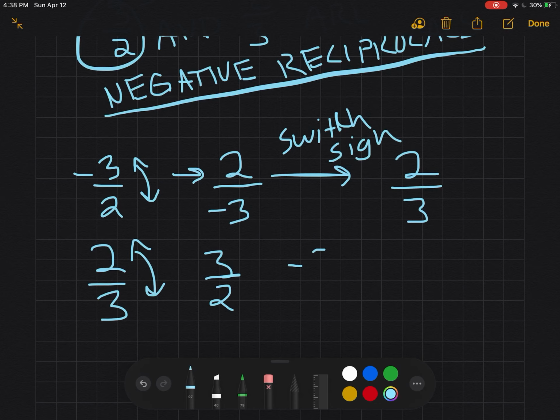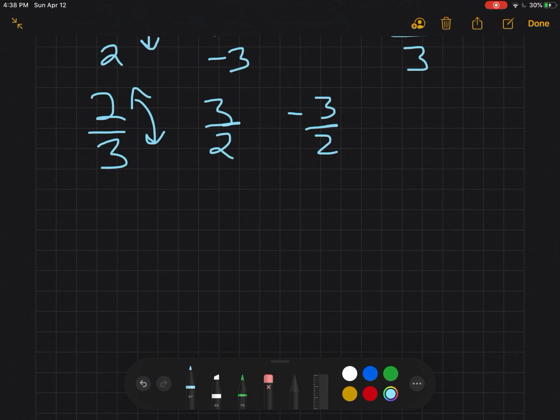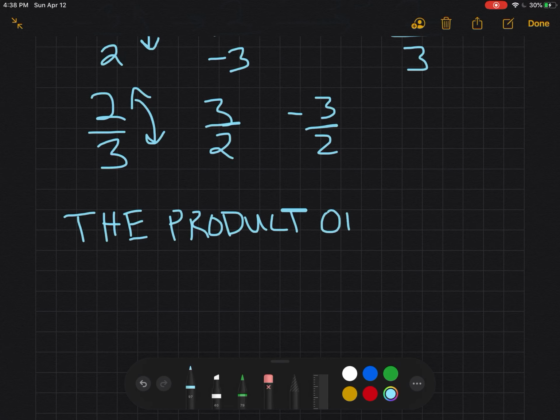Same thing with 2/3. Let's say I have 2/3. First I take the reciprocal, I switch the numerator and denominator. That gives me 3/2. Then I switch the sign. Instead of +3/2, I make it -3/2. Right? So these are negative reciprocals of each other.